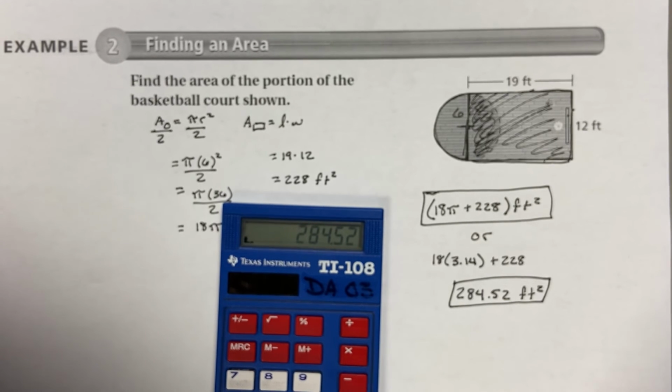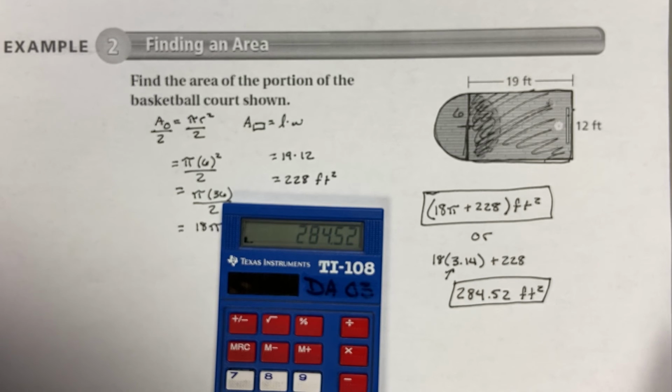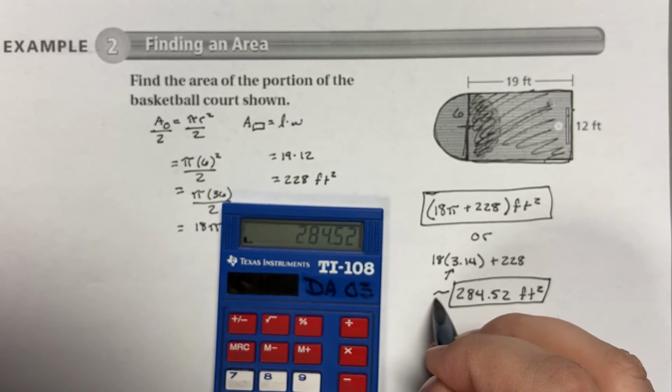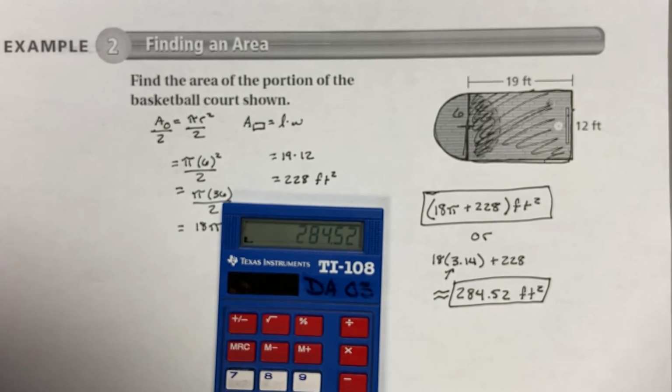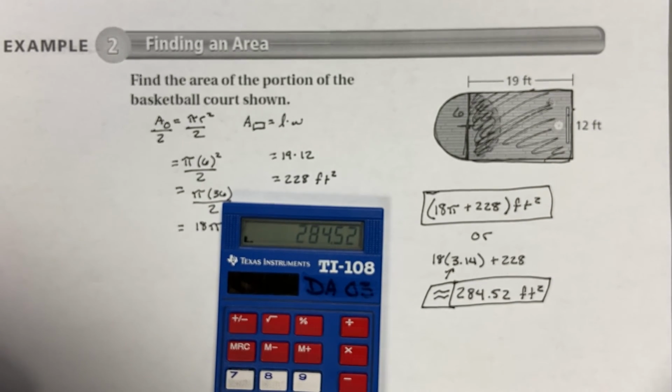Did you notice the mistake I made, though? I did it on purpose. Did you notice what happens when we put 3.14 in for pi? It's got to be about. We have to include the word about, and that symbol means about, so we can use them interchangeably.